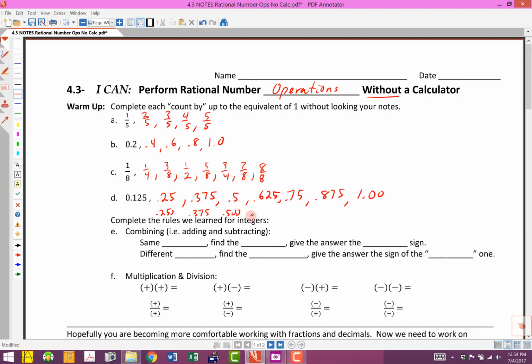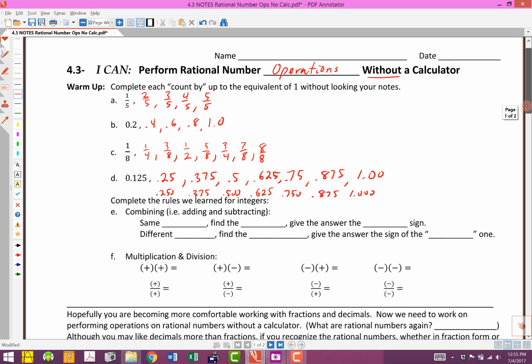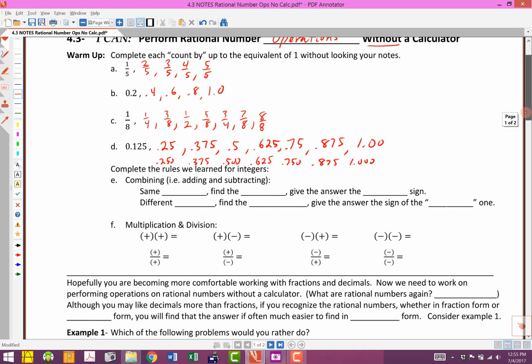So the next one would be 0.625, and then another 125, 0.750, another 125 on top of that. So you can see how we're just counting here, and if we wanted to expand that out, that's what we'd have there. So keep that in mind. It's really good to be able to count by different fractions and decimals, especially if they're those common rational numbers we talked about.